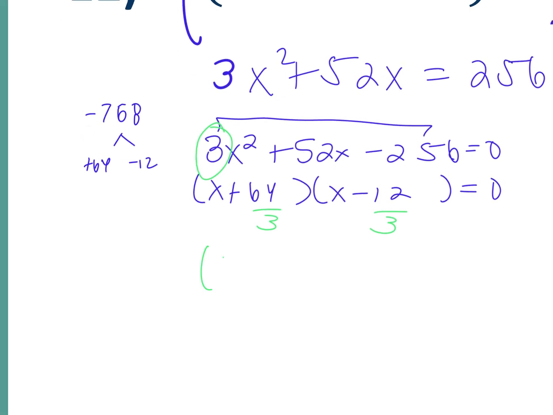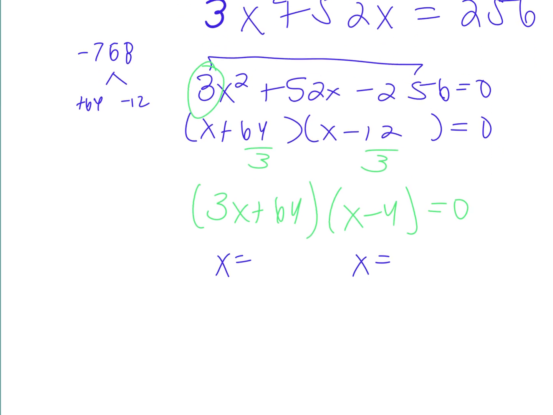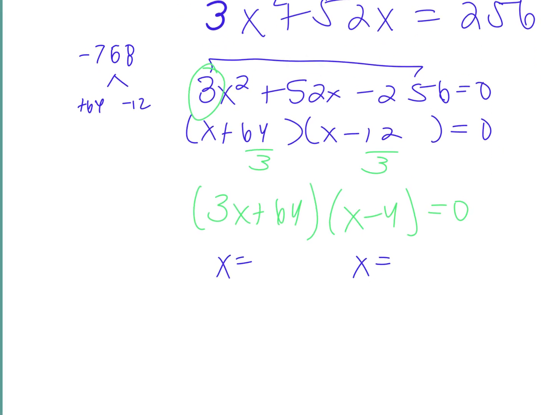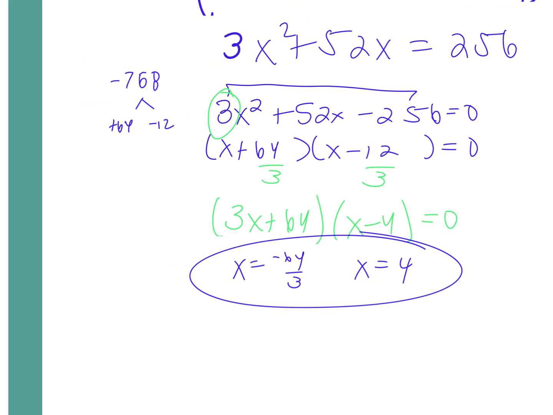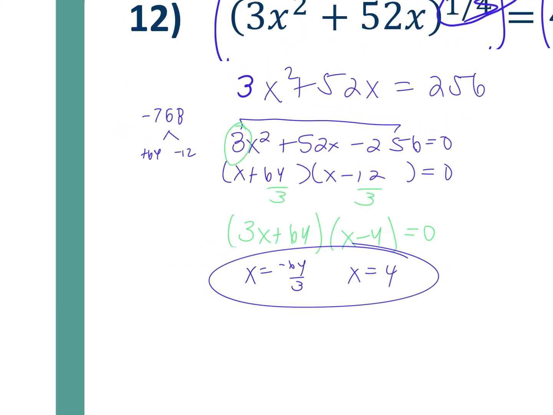64 does not divide pretty by 3, so 3x plus 64. Negative 12 divides by 3, nice and pretty, to what? Okay, so what are my two answers? X equals negative 64 over 3 and 4. There you go. Hardest thing today, and that's just because the number's big.